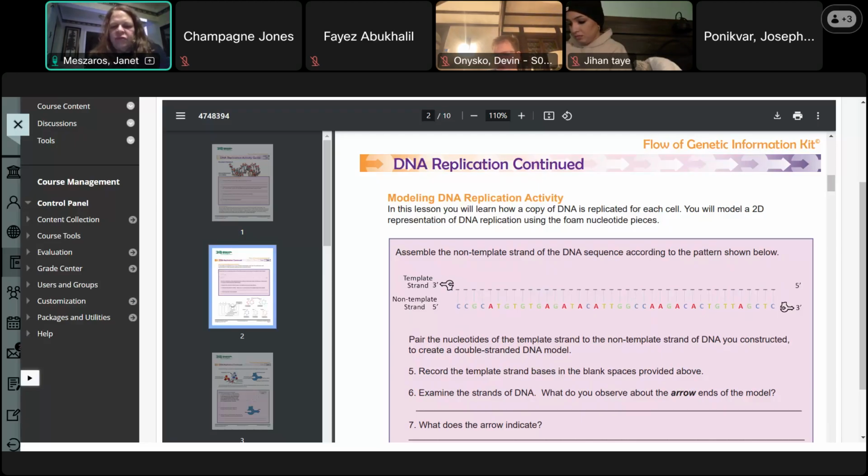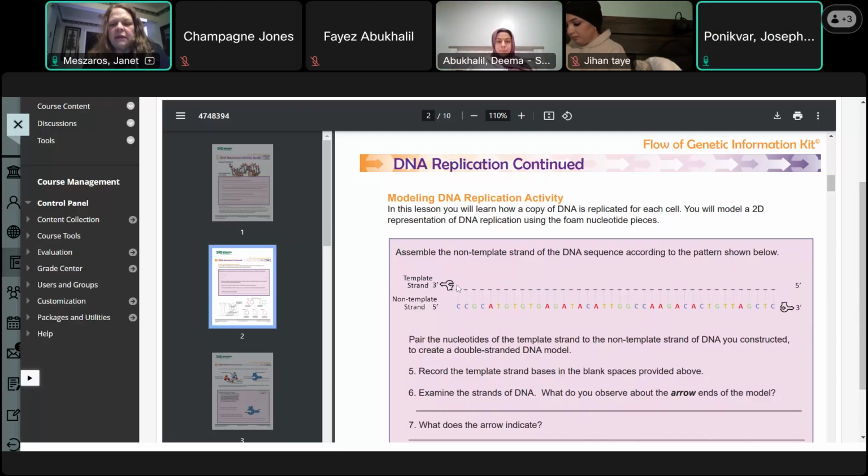Okay, so they want you to record the template strand. Yes? Sorry, are those lines the nucleotides? Yes. These dots, you need to put the nucleotide in. And it's base paired to it. So this would be a guanine nucleotide, and it is base paired with a cytosine nucleotide. Okay? So they want you to record all of those in the blank spaces provided above, and you're making the template strands. You're just going across, just put those in.